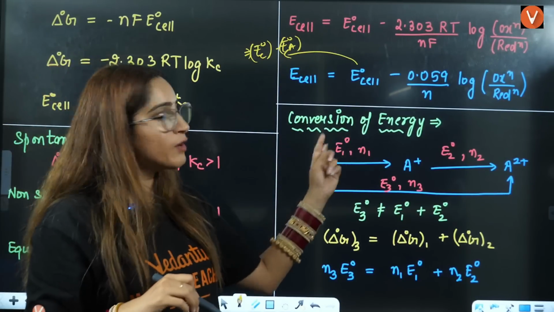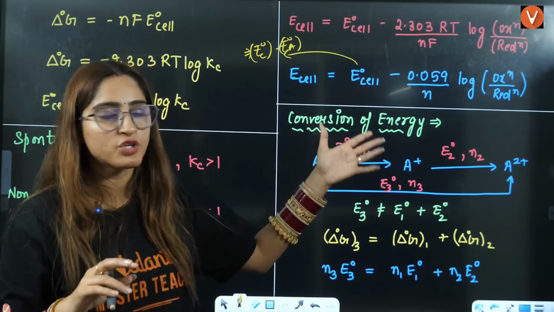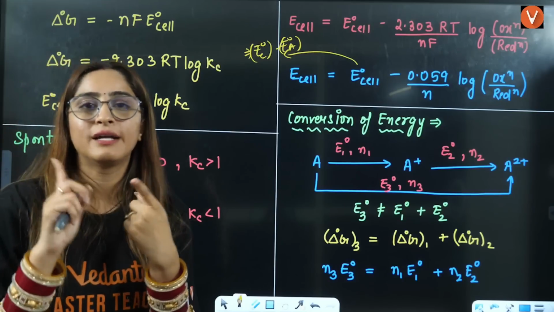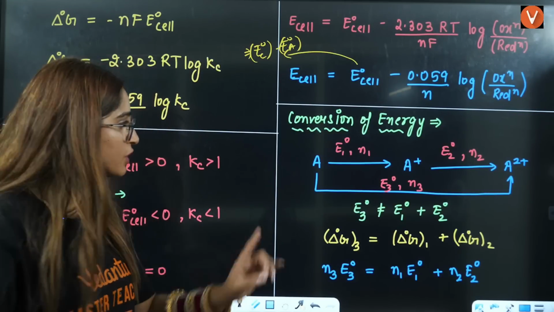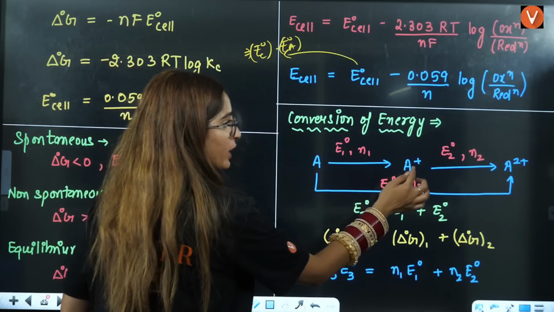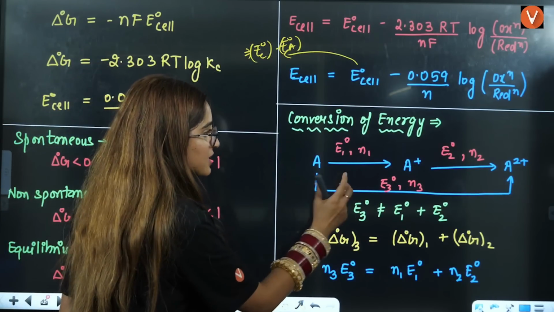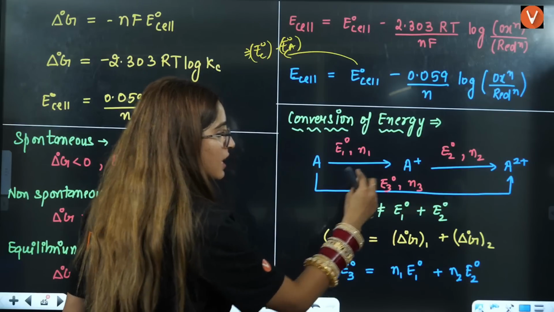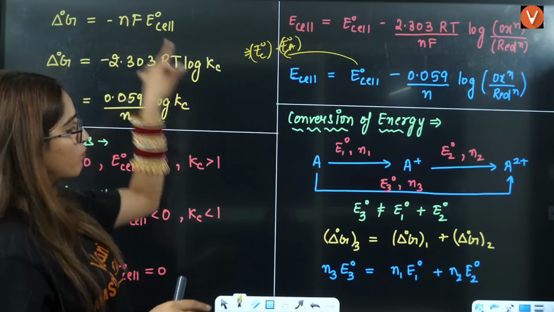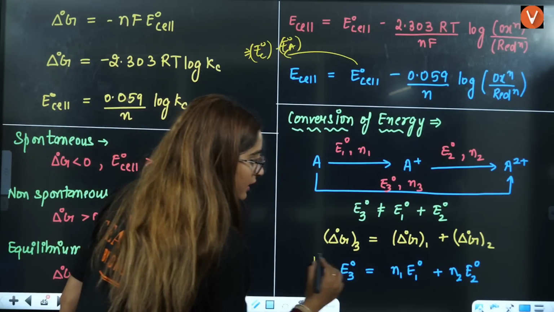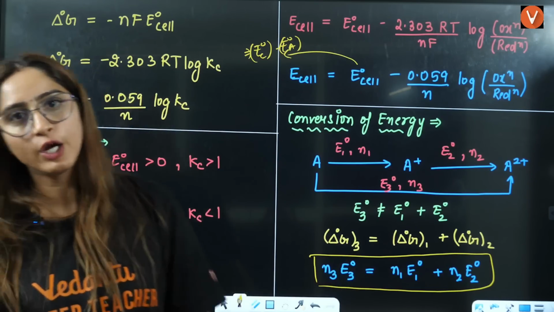Okay. Now, next is very, very important. Very high chances they will ask you from this conversion of energy. See, delta G is conserved, but electrode potential is not conserved. That is why if you have A to A positive to A, then you can directly say that delta G of this third process is equal to delta G of 1 plus delta G of 2. Putting this formula here, you will get n3 E03 is equal to n1 E01 plus n2 E02 directly.